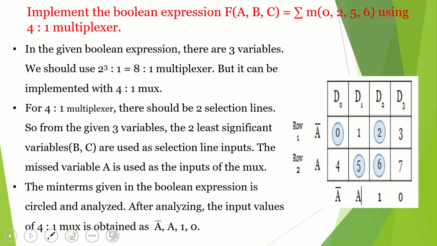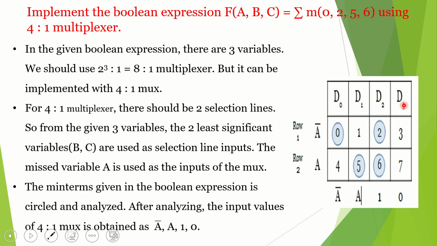So this variable A is taken as the input of the mux. To find out the value of A, we need the implementation table. We have 8 inputs and 3 selection lines, but instead of 3 selection lines we are only using 2 selection lines, but we have 8 inputs. So all these 8 inputs are given in this implementation table: D0, D1, D2, D3.